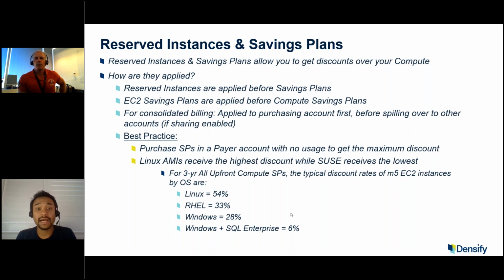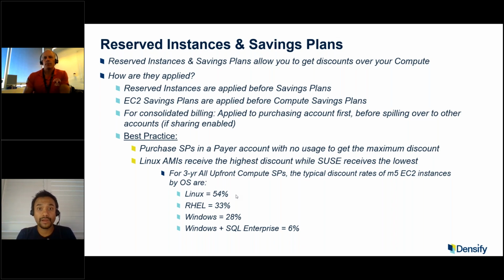What we have said is that if you're purchasing Savings Plans and AWS manages them by applying the highest discount usage for you, purchase them in a payer account, but make sure you do not have any usage in that account. That way, AWS automatically applies the maximum discount for you. The other thing is also be aware.